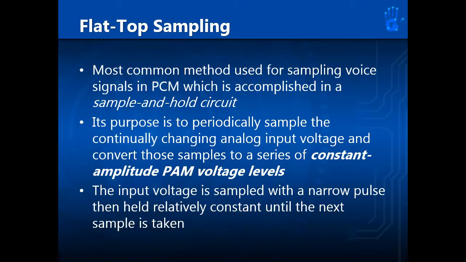Next, we have the flat top sampling. This is the most common method used for sampling voice signals in PCM, which is accomplished in a sample and hold circuit. Its purpose is to periodically sample the continually changing analog input voltage and convert those samples to a series of constant amplitude PAM voltage levels. The input voltage is sampled with a narrow pulse, then held relatively constant until the next sample is taken.